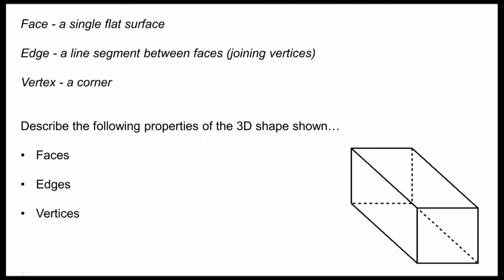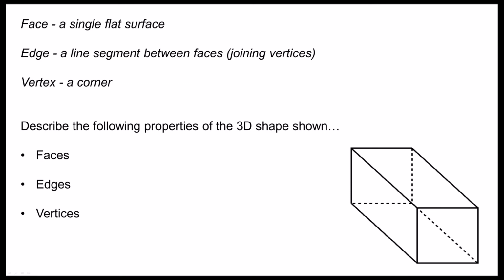In the second part of today's lesson, we're going to look at the properties of 3D shapes. There's 3 things that you need to know. Firstly, a face is a single flat surface. Secondly, an edge is a line segment between faces. An edge joins 2 vertices together. And lastly, a vertex is simply a corner. The plural of vertex is vertices.